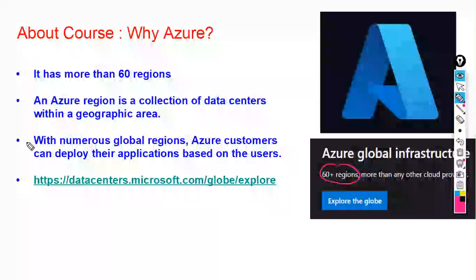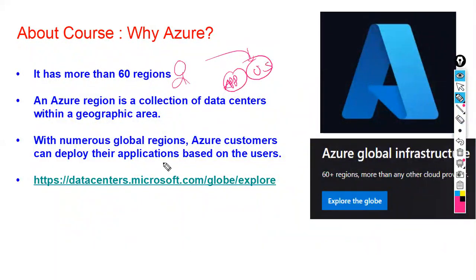So what is the advantage? How can you take advantage of these 60 regions? Let us say you want to deploy an application for US users. You will go to the US region and deploy your application there, and it will be faster for the US users. This is the advantage. With numerous global regions, Azure customers can deploy their applications based on their users.